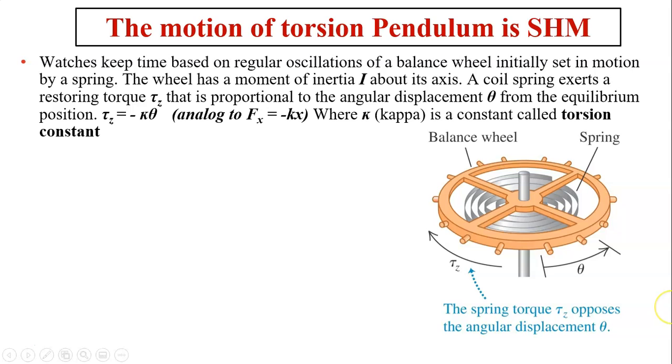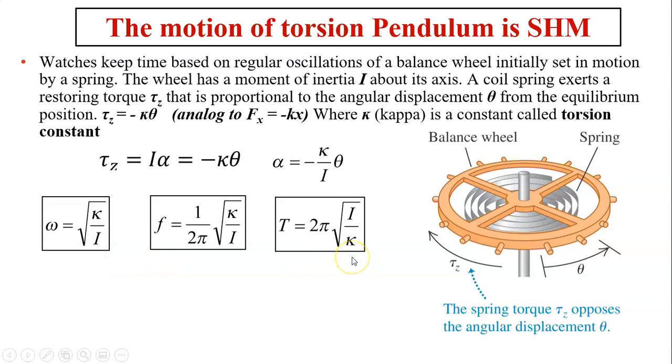Now let's consider the motion of a torsion pendulum, which is also a simple harmonic motion. For a torsion pendulum, watches keep time based on regular oscillations of a balanced wheel initially set in motion by a spring. The wheel has a moment of inertia I about its axis. A coil spring exerts a restoring torque that is proportional to the angular displacement theta from the equilibrium position. Torque equals negative kappa theta, where kappa is a constant called the torsion constant. So torque equals I alpha equals negative kappa theta. From here we can solve for alpha. From there we can find omega, we can find T.